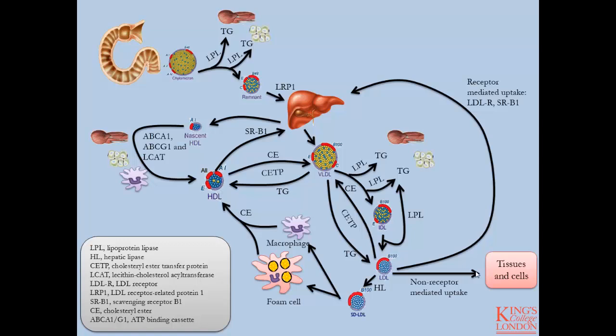HDL particles also interact with macrophage and foam cells, which have subsequently endocytized small, dense, or modified LDLs, becoming lipid-rich and potentially atherosclerotic, thereby reducing this atherosclerotic risk by reducing the amount of lipid present in these cells. Then the HDL again can be taken up by the SRB1 pathway. This diagram gives you a discrete summary of the endogenous and exogenous lipid transport pathways and how they interact with the reverse cholesterol transport pathway.